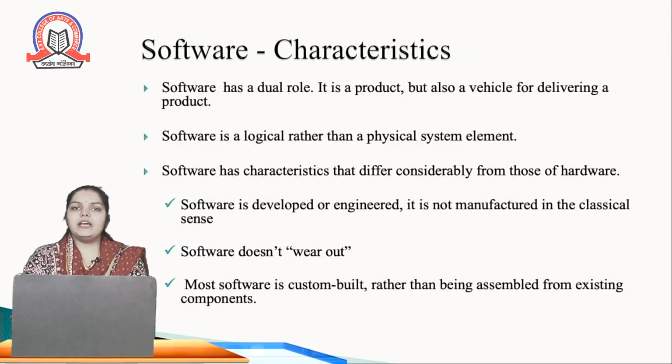The main characteristics of software: the software has a dual role. It is a product but also a vehicle for delivering a software product. Software is a logical rather than a physical system element. Software has characteristics that differ considerably from those of hardware. Software is developed or engineered; it is not manufactured in the classical sense. Software doesn't wear out. Most software is custom built rather than being assembled from existing components.